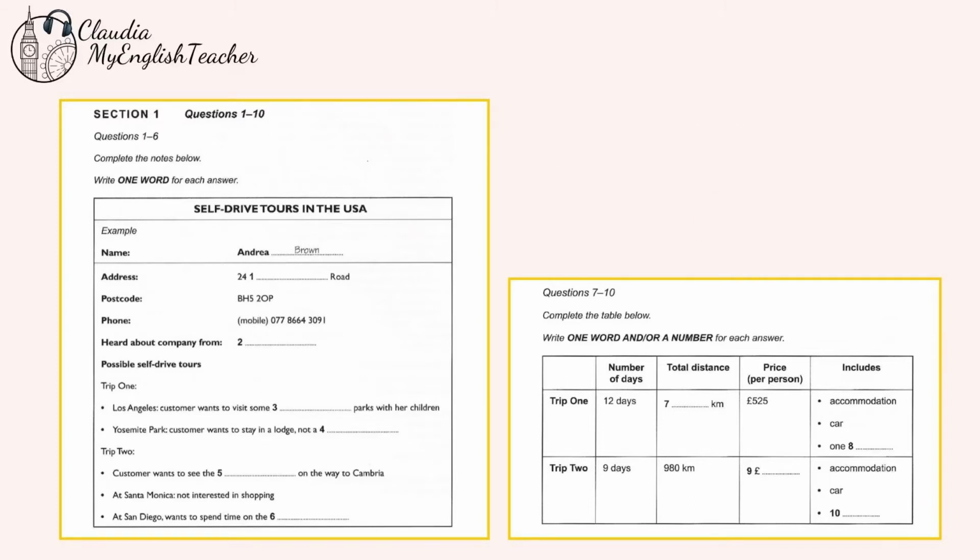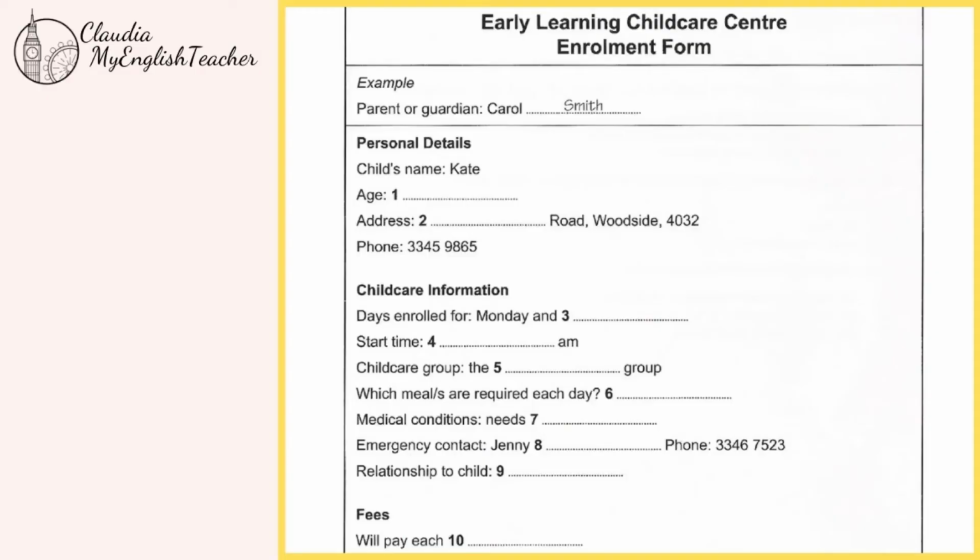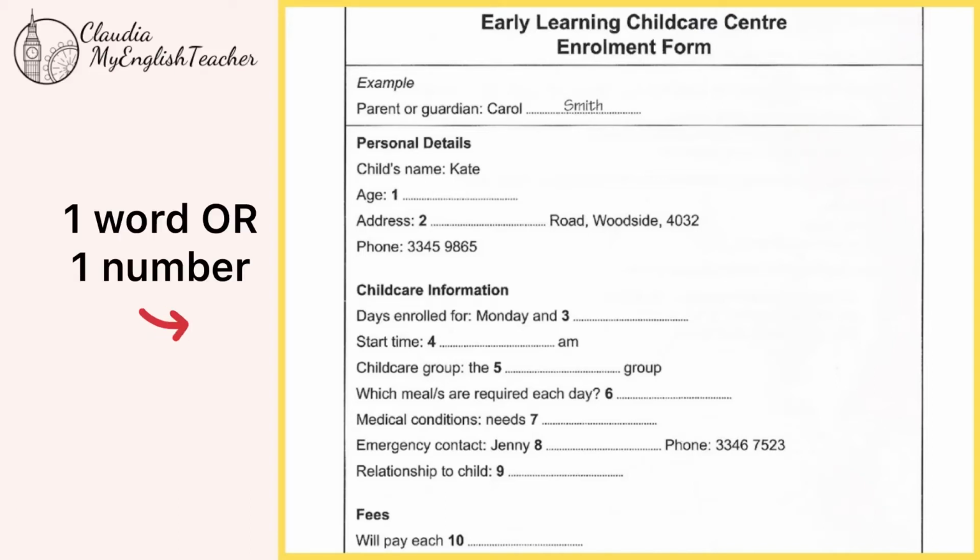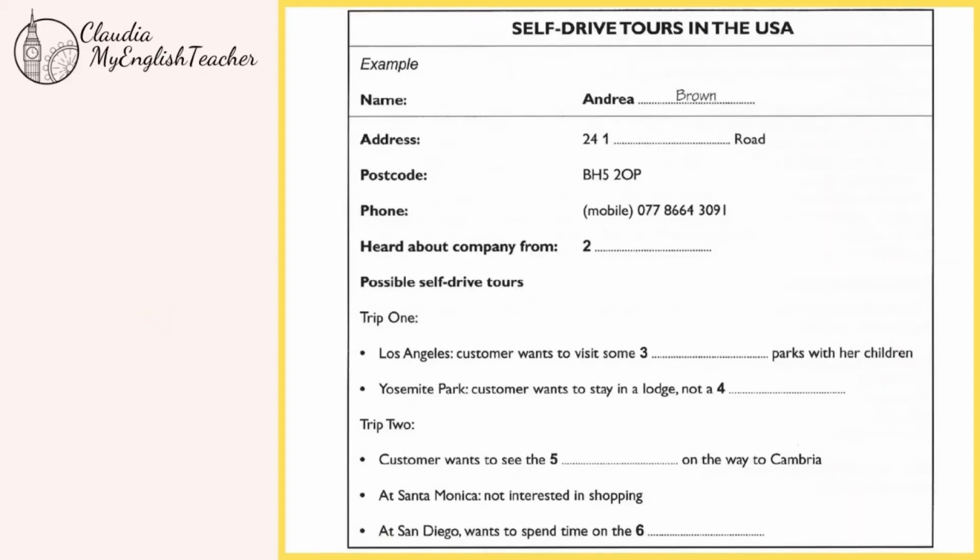In this case, for example, from question 1 to 6, you can only put 1 word. But from question 7 to 10, you have to fill in the gap with 1 word or 1 number. In this case, where all 10 questions are together, you need to fill in the gaps with 1 word or 1 number. Make sure you check the amount of words you need during the 30 seconds you get before the audio starts. In those 30 seconds, you need to look at the questions and underline or circle the keywords.